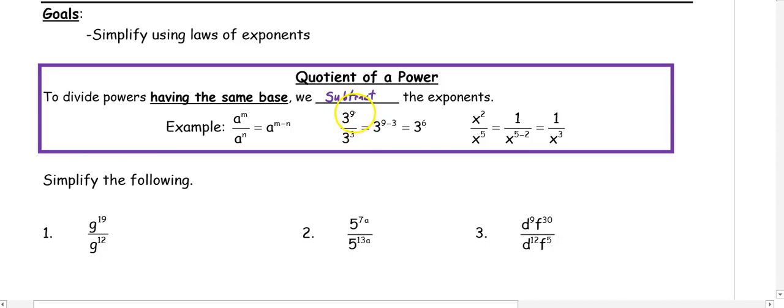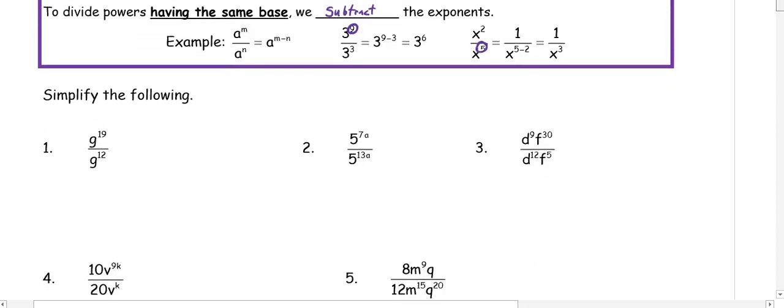So in this example, we have 3 to the ninth over 3 to the third. Since 9 is the larger exponent, it's going to end up in the numerator. And in our second example, x squared over x to the fifth, 5 is the larger number, so it's going to end up in the denominator this time. So let's look at some examples.